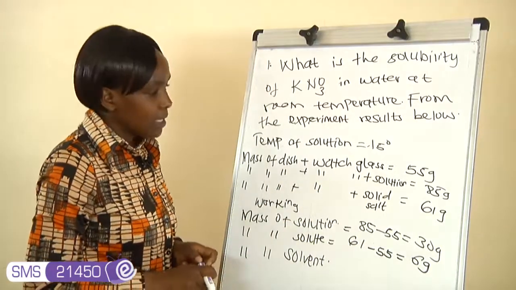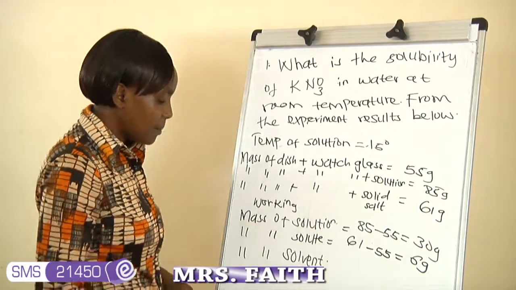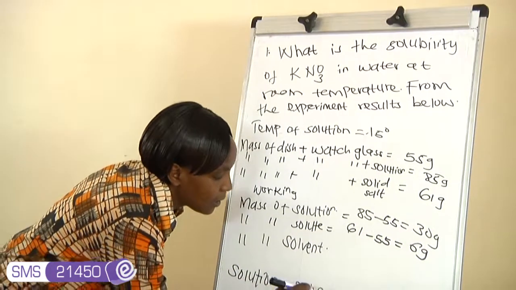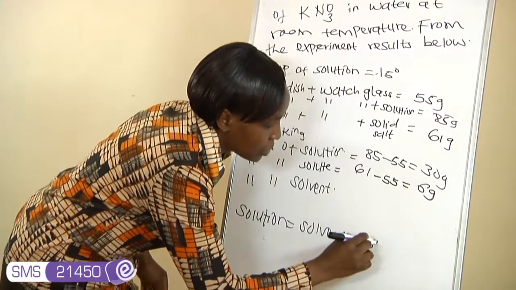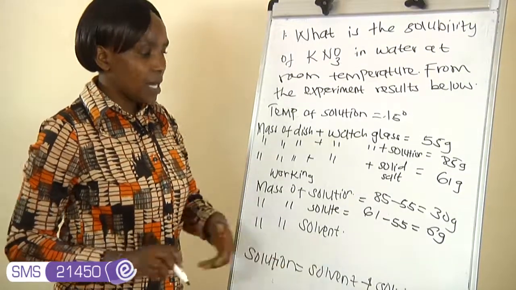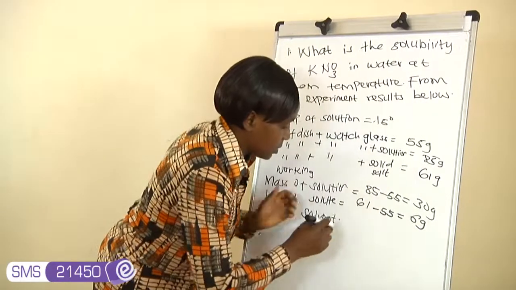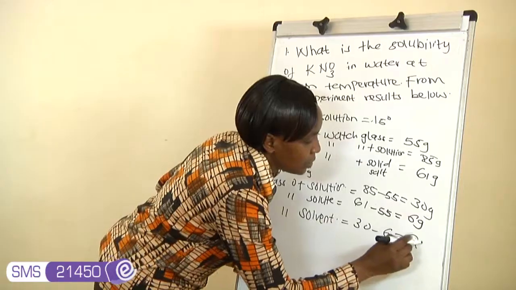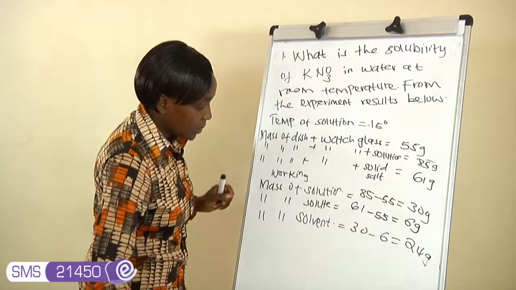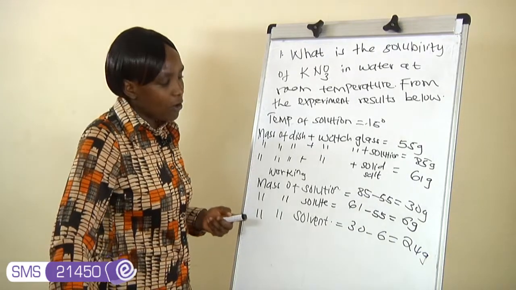Now, to get the mass of the solvent, we already have the solution and we already have the solute. Because remember we said that solution is equal to solvent plus solute. Now, because you already have the solution and the solute, you can get the solvent, and therefore it will be 30 minus 6, which is going to give us 24 grams. So this is not the answer, because the one we have gotten is just for the solvent. But remember what we have said, that you need to talk of 100 grams.